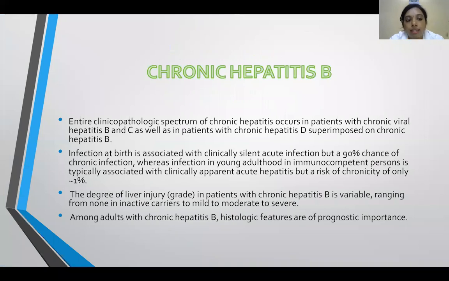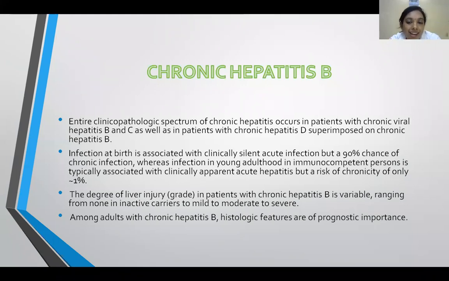so chronic hepatitis B. The entire clinico-pathological spectrum of chronic hepatitis occurs in patients with chronic viral hepatitis B and C, as well as in patients with chronic hepatitis D that is superimposed on chronic hepatitis B. This is why I am discussing D along with B, because hepatitis D always requires hepatitis B to occur in a human being. The second important point is that when infection occurs at birth, it is associated with a clinically silent acute infection, and there is a 90% chance of chronic infection.